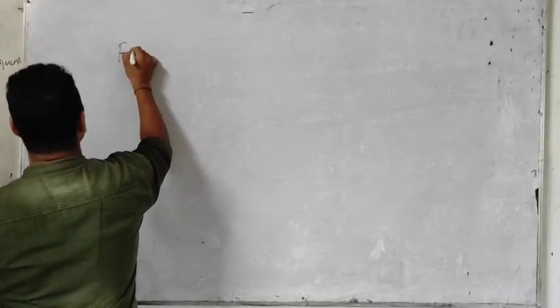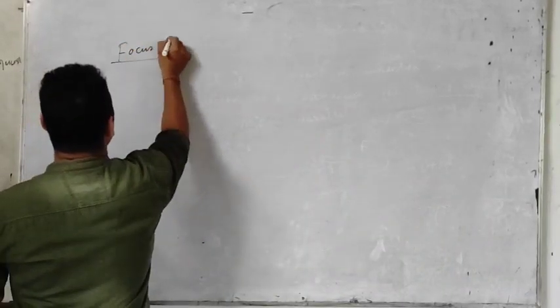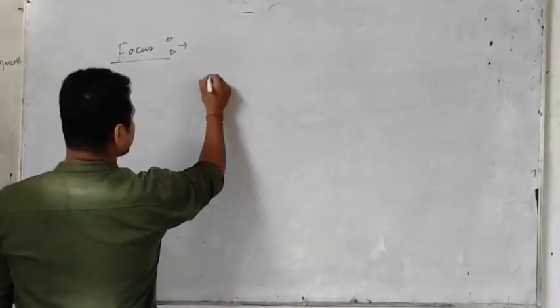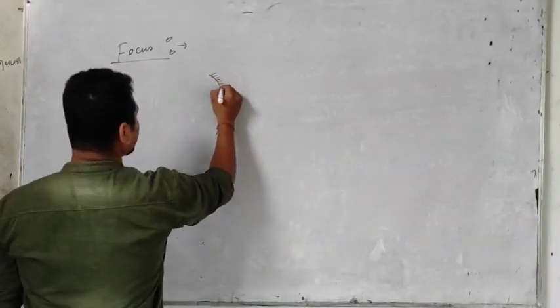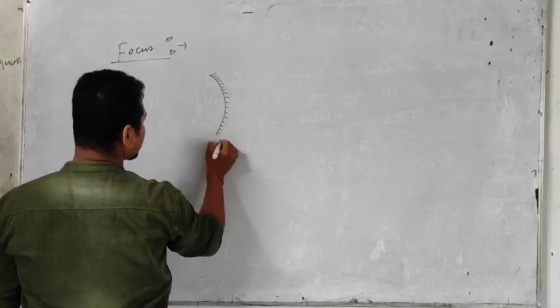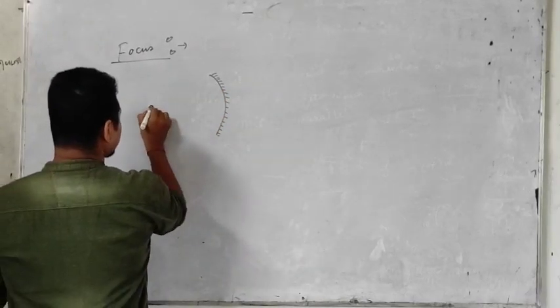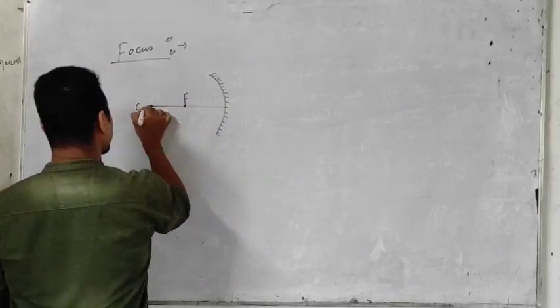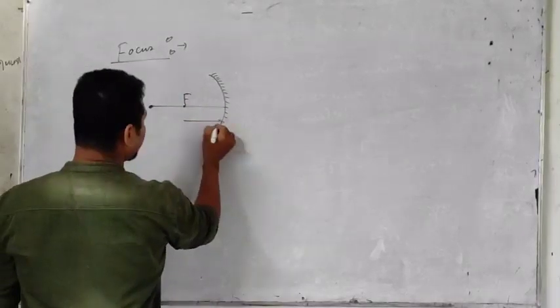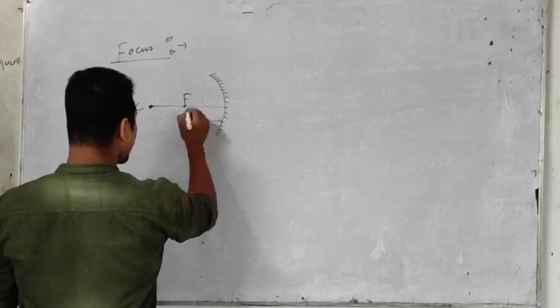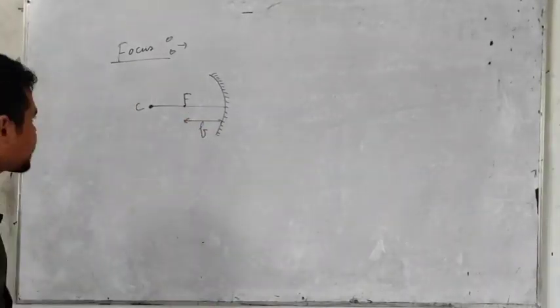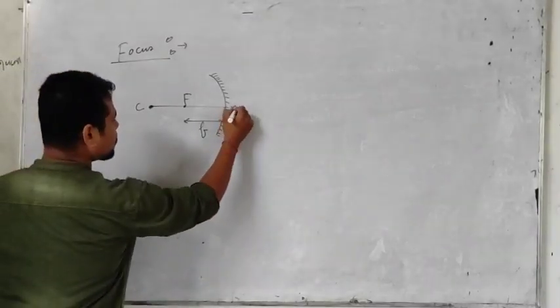Focus, or you can say principal focus, for concave and convex mirror. So this one is your concave mirror. Okay, so this is the center of curvature, this is the focus, and the length from pole to focus is known as focal length. Okay, this one is your pole.